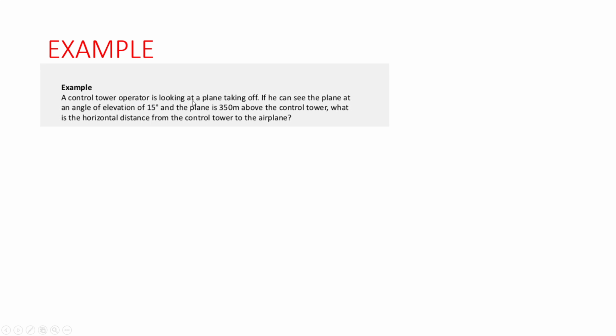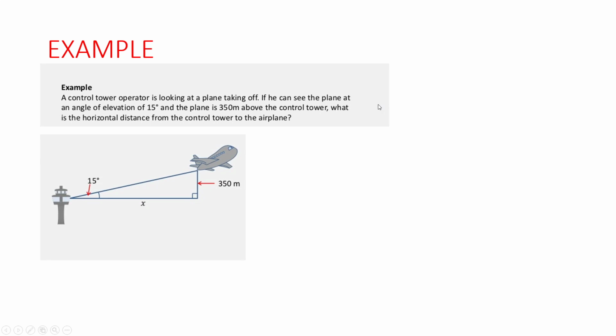A control tower operator is looking at a plane taking off. If he can see the plane at an angle of elevation, that means he's looking up. So he's standing down and the plane is high up in the sky, and he's looking up at an angle of 15 degrees. And the plane is 350 meters above the control tower. What is the horizontal distance from the control tower to the plane?